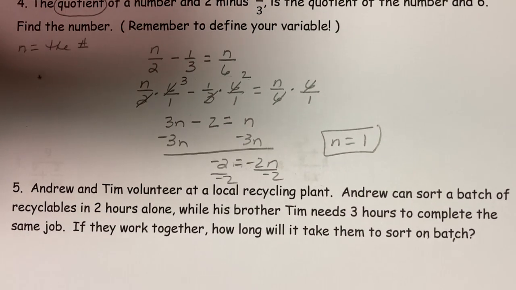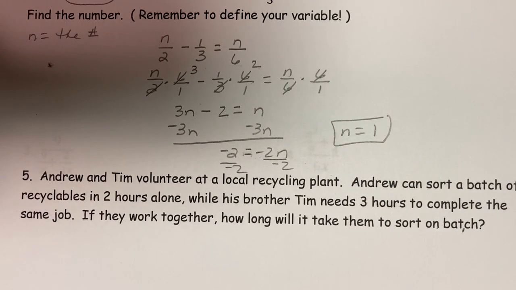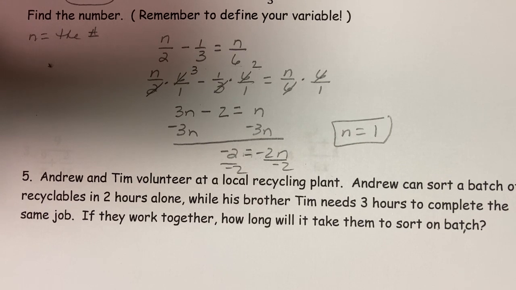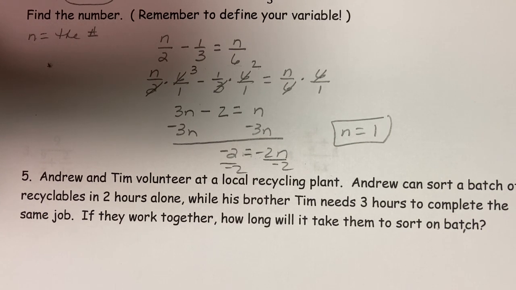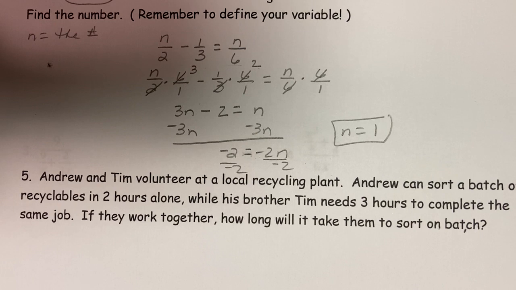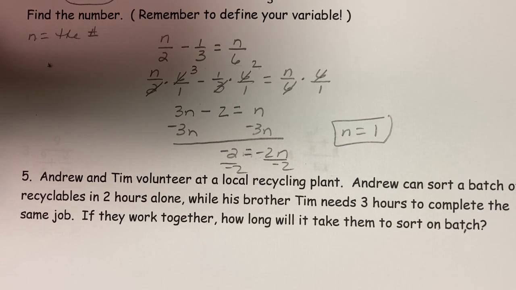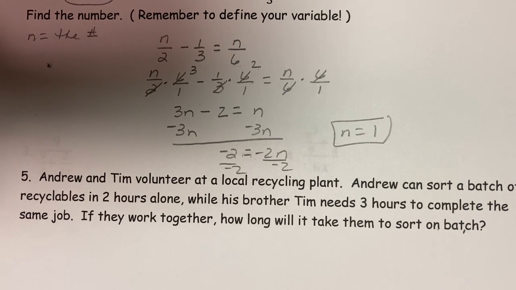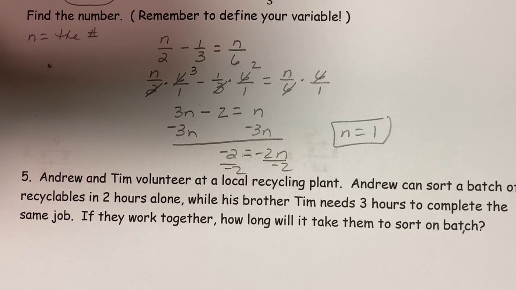All right, this last problem we're going to do is something called a work problem. Work problems are classic problems, just like shadow problems are when we are working with rational equations. So Andrew and Tim volunteer at a local recycling plant. Andrew can sort a batch of recyclables in 2 hours if he's working alone, while his brother Tim can do that same thing, but it takes him 3 hours. He's slower to do the same job. If they work together, how long will it take them to sort the batch?